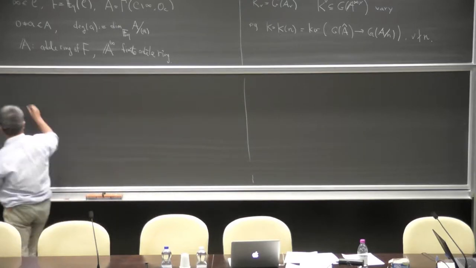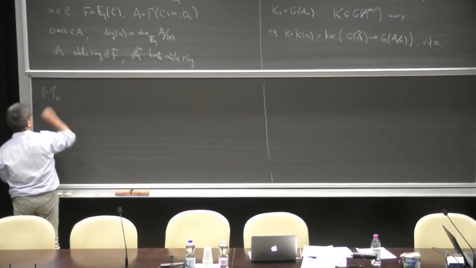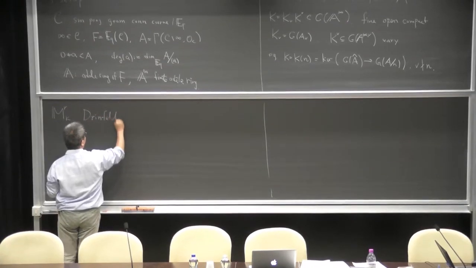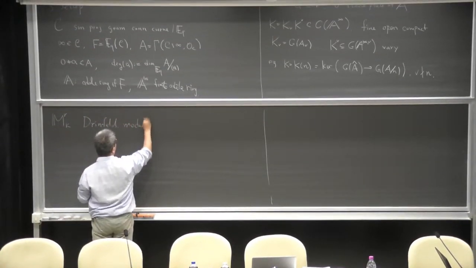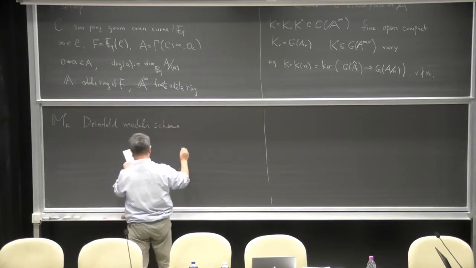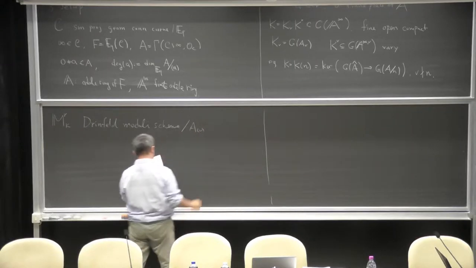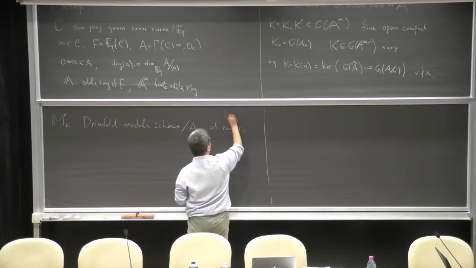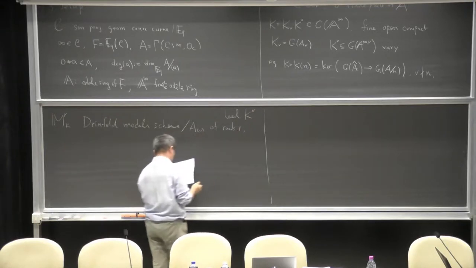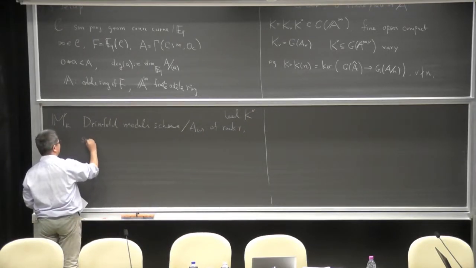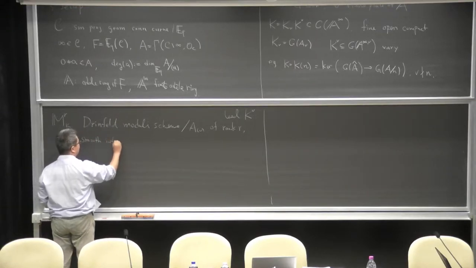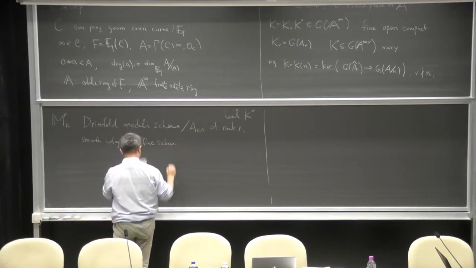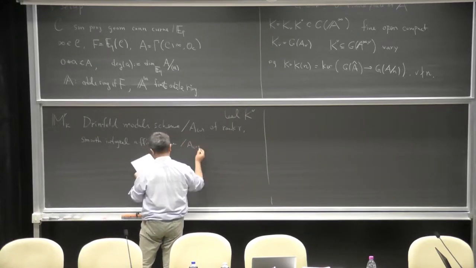With this, we let M^r_K denote the Drinfeld modular scheme, the modular space, over the localization at v, of rank r and level K. It is known that this is a smooth, integral, affine scheme over the localization at v, of relative dimension r minus one.